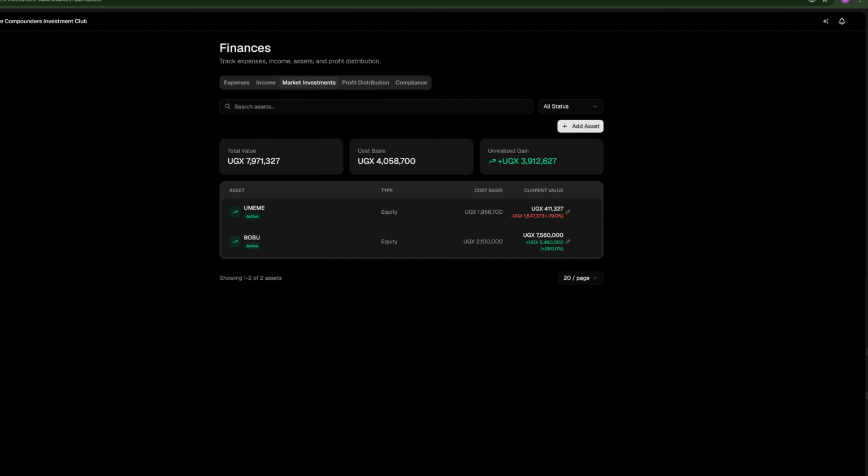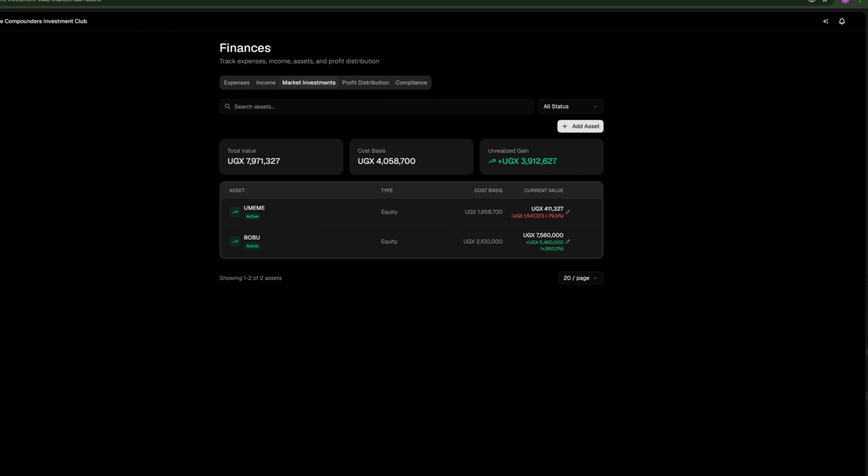So what does unrealized mean? The club still owns both of these holdings. It has not sold them. So the gain on Bank of Baroda and the loss on Umeme exist on paper. They reflect how the investments have moved, but no money has come in or gone out of the club yet. If the club were to sell, they would realize an income on Bobu and a loss on Umeme.